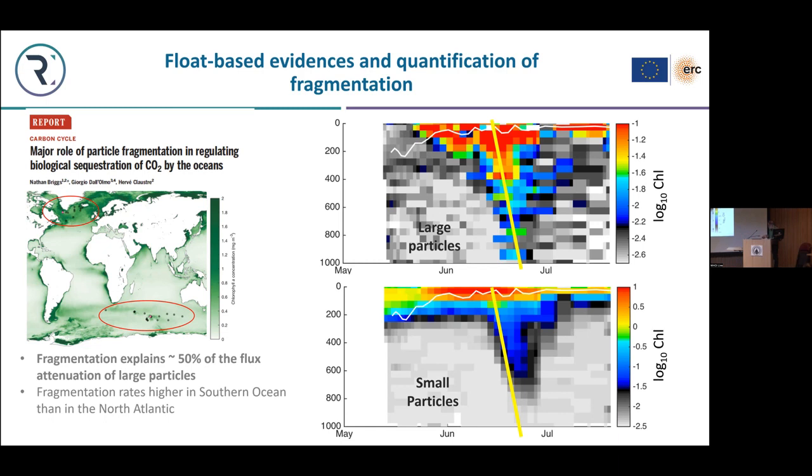The conclusion of this paper is that fragmentation could explain 50% of the flux attenuation of large particles, and potentially, but we need more data to confirm this, fragmentation is higher in the Southern Ocean than in the North Atlantic.